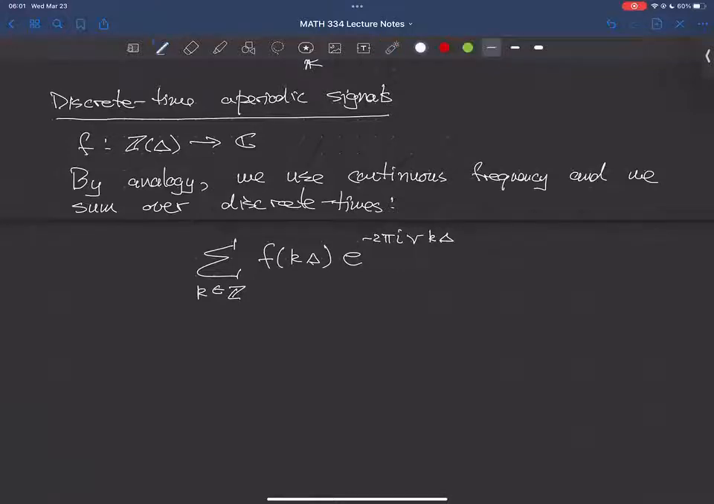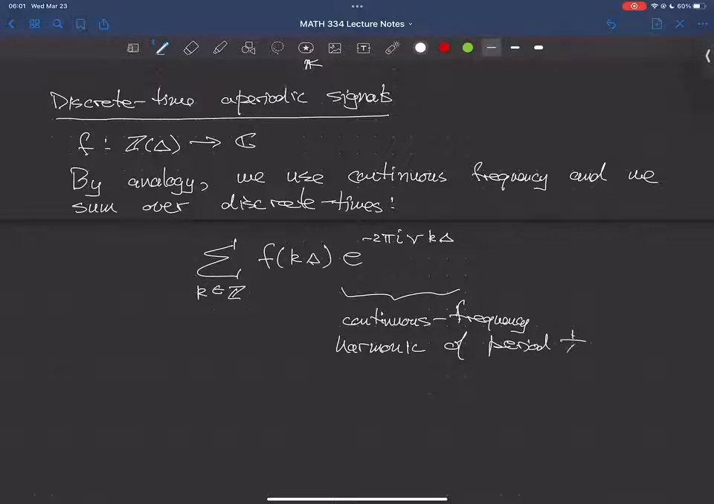So this thing is a continuous time, well, continuous frequency harmonic of period 1 over delta. So the roles of capital T in the T periodic case and the sampling interval delta get swapped here.